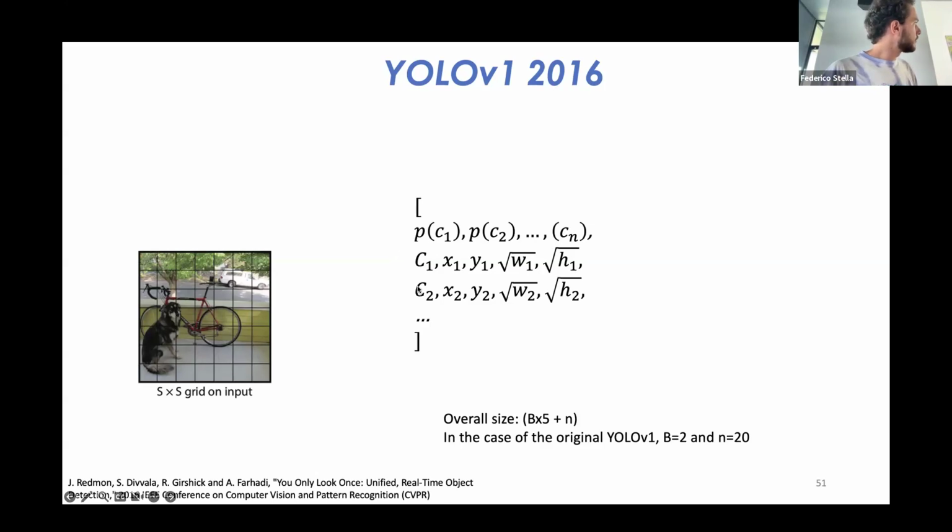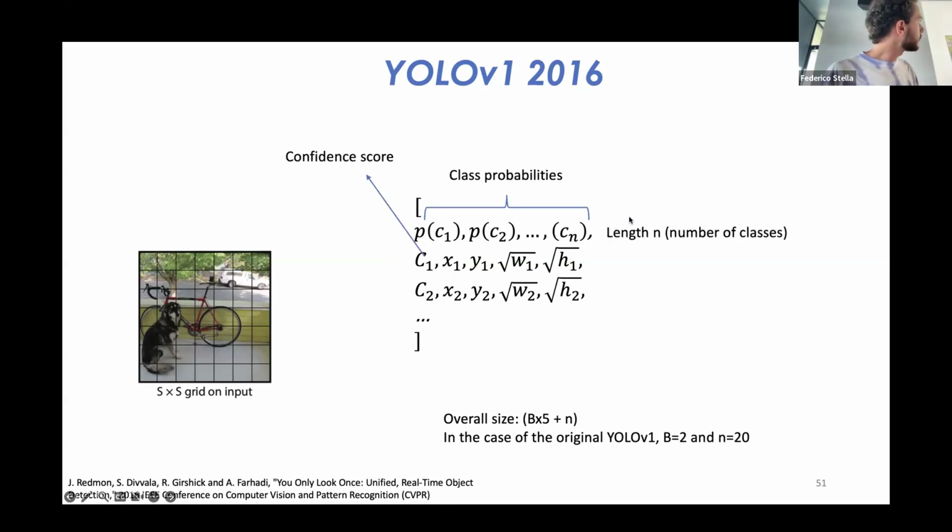And then we have other things: C1, X1, Y1, C2, X2, Y2, and so on. The class probabilities length is the number of classes. This C1 is a confidence score, so how confident are we of this prediction? We'll see in a second how we compute the score. And then we have 4 coordinates here: x1, y1, square root of w1, square root of h1. These are bounding boxes. So it's the actual box where the object is contained. x1, y1 is the center of the box, square root of w1 is the square root of the width, and square root of h1 is the square root of the height.